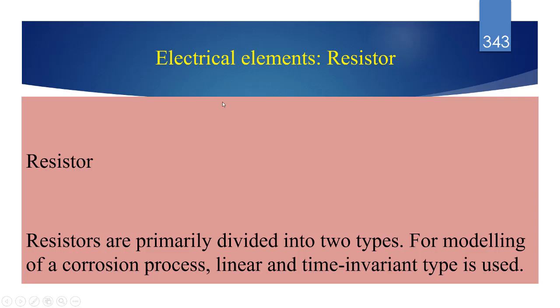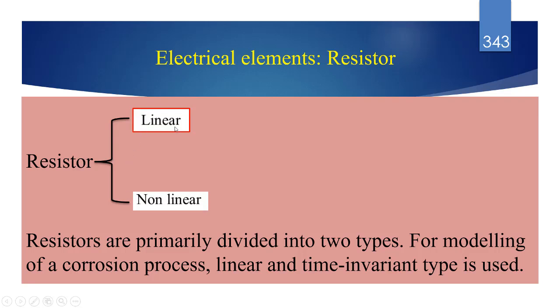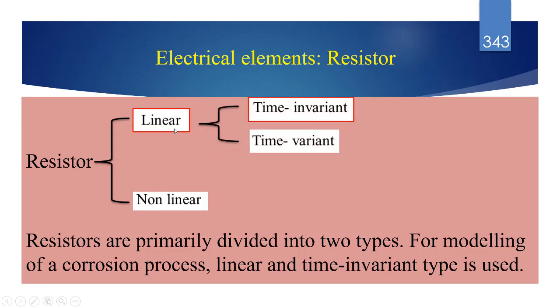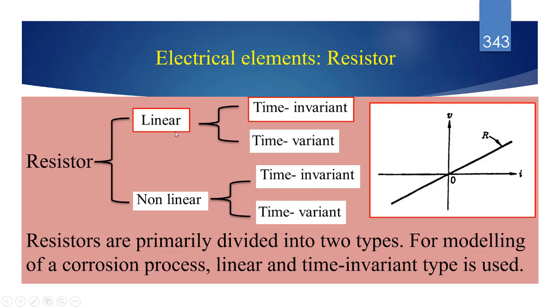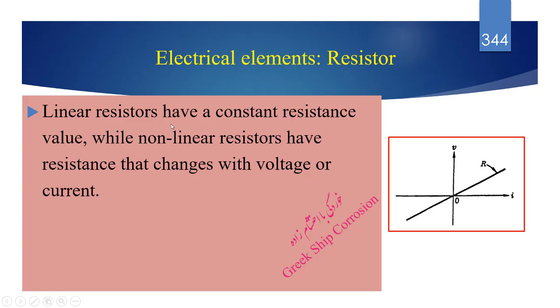Electrical elements. Resistors are primarily divided into 2 types, linear and non-linear. Linear are divided into 2 types, time invariant and time variant. And non-linear resistors are divided into 2 types, time invariant and time variant. For modeling of a corrosion process, linear and time invariant type is used. Linear resistors have a constant resistance value, while nonlinear resistors have resistance that changes with voltage or current.